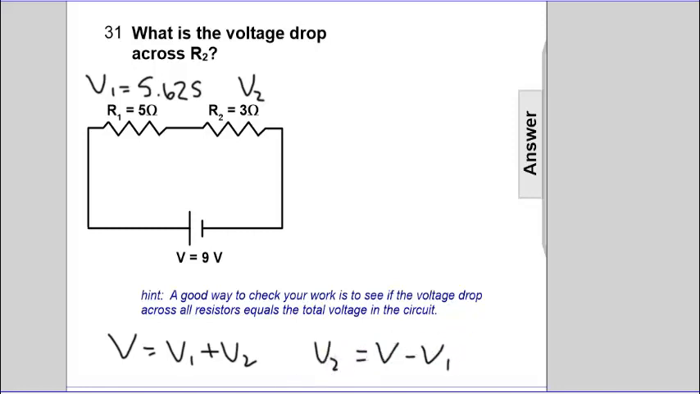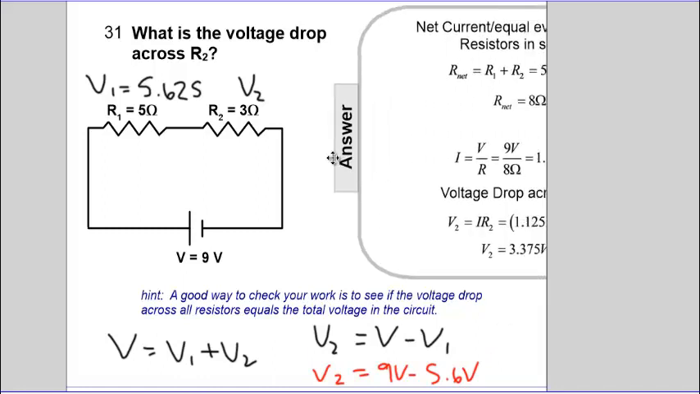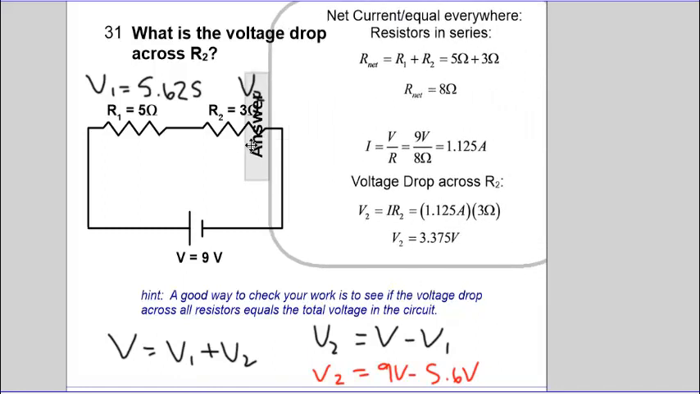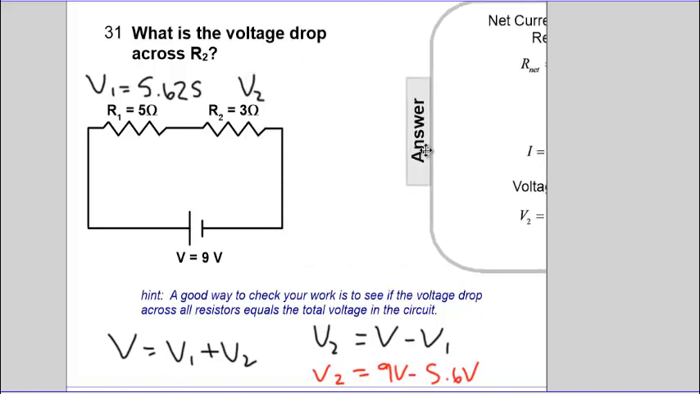We'll sub numbers in. V2, which is the unknown, is V, that of the battery, 9 minus 5.625 volts. When we take the difference of these, I'll save myself the computation, let's reveal it, we get 3.375. 3.375 and 5.625 take us back to 9 volts.